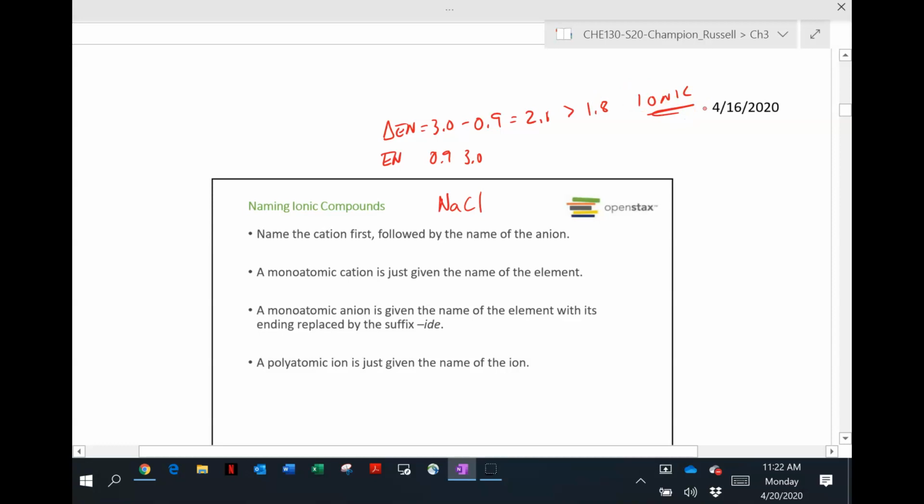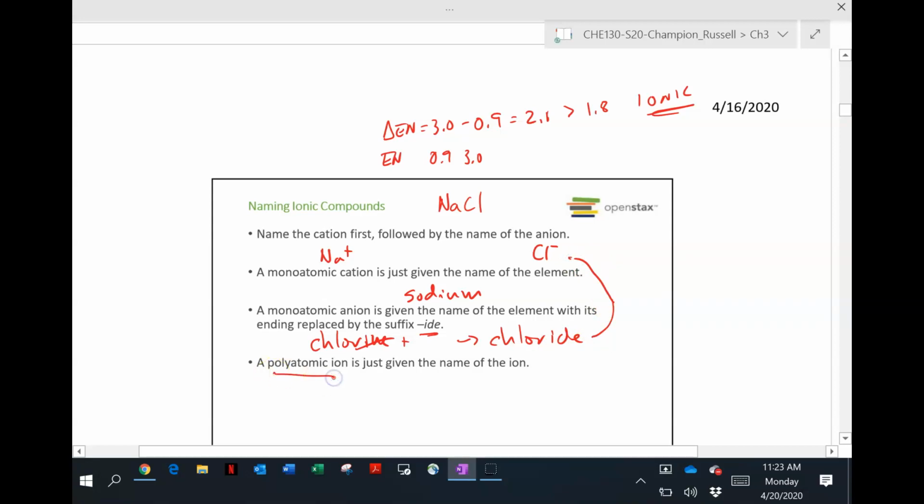And who's going to pick up the extra electron? The sodium is going to give up that electron, and the chlorine, the anion, is going to pick up the electron. To name the monoatomic cation, we just give the name of the element, so that's sodium. For the monoatomic anion, we take chlorine, get rid of the ending -ine, and add -ide, so that Cl minus is chloride. And that's how we do that.